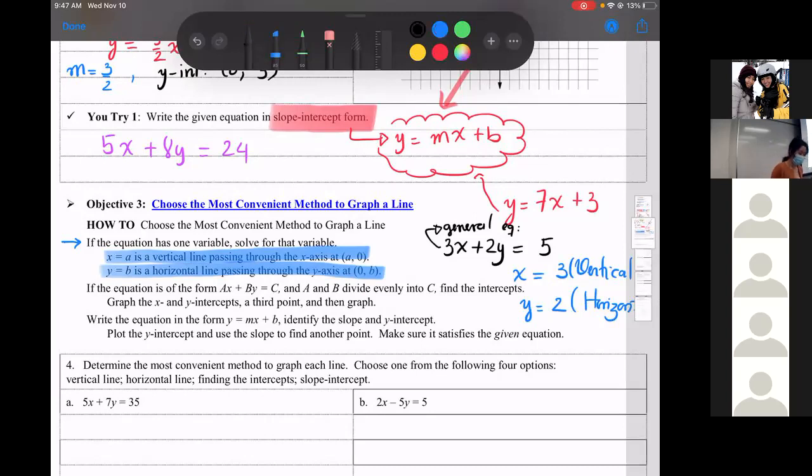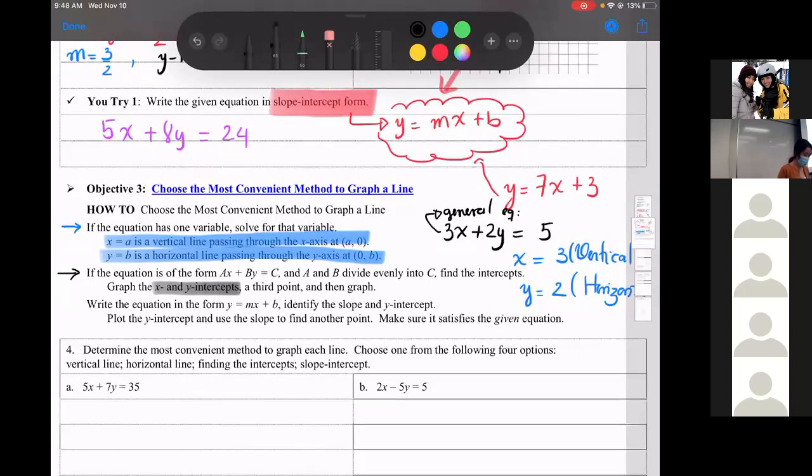If you run into something like the general equation, the black one, the easiest method is you choose the x-intercept and the y-intercept. Maybe I'll make it a little lighter. I should have recorded this in the morning. They were quieter. All right, so graph the x-intercept and the y-intercept, and maybe a third point. For me, I don't ask for a third point, but on the exam they may.